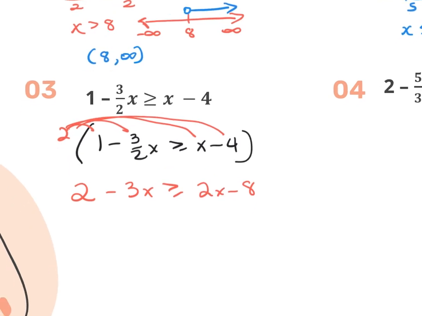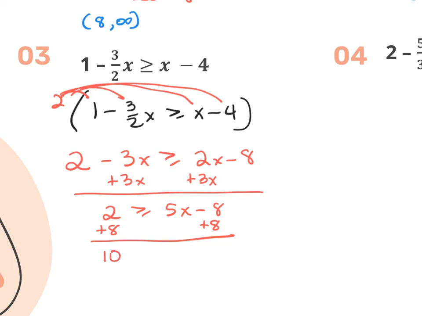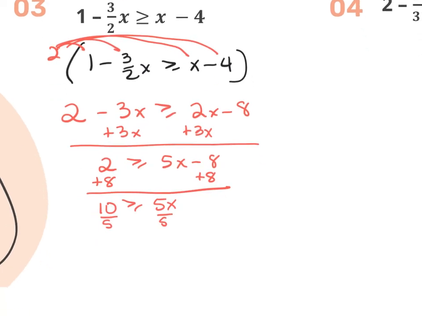Now, on number 3, I'm going to move my variable to the right this time. But when I go to do number 4, I'm going to move it to the left, but it's going to be negative and I'm going to have to reverse. So let me just show you that you can move the letter to the right. It still will work. So if I add 3x to both sides, 2 is greater than or equal to 5x minus 8. Now move the number to the left. And 10 is greater than or equal to 5x. Divide by 5. And 2 is greater than or equal to x.